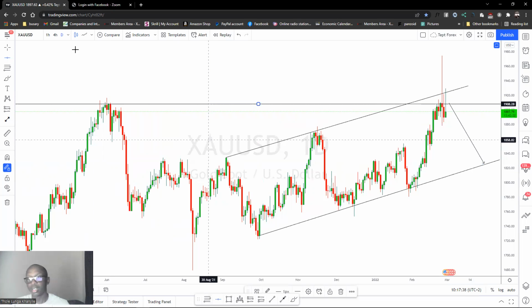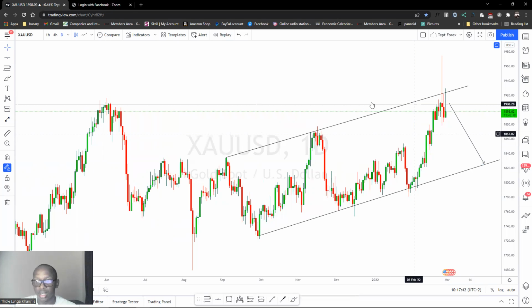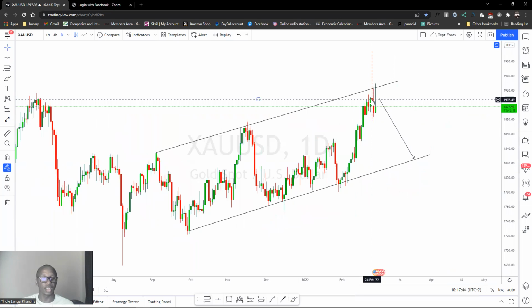You can see that the price failed to close above this resistance. So the price might come back down to this ascending trend line. So that is how you use your trend line in your Forex trading to identify your entry levels.